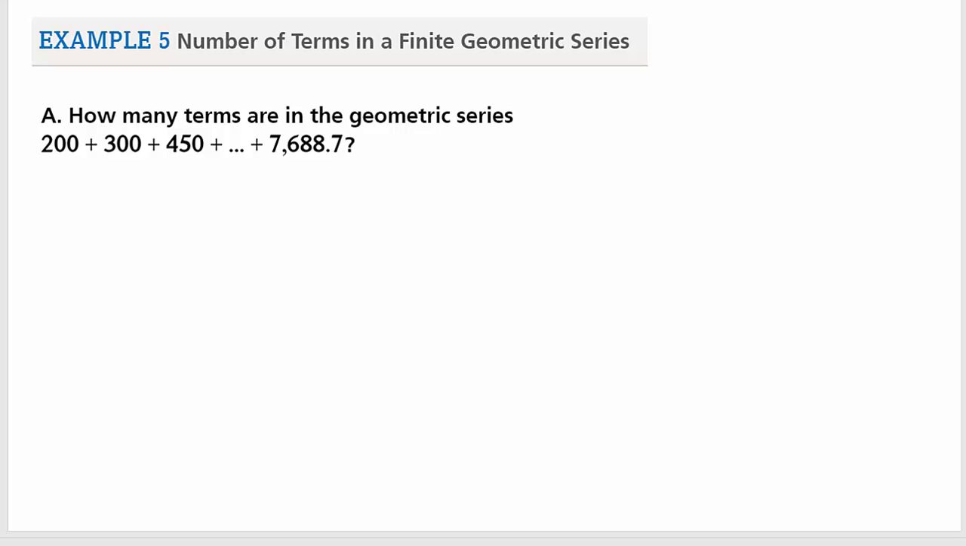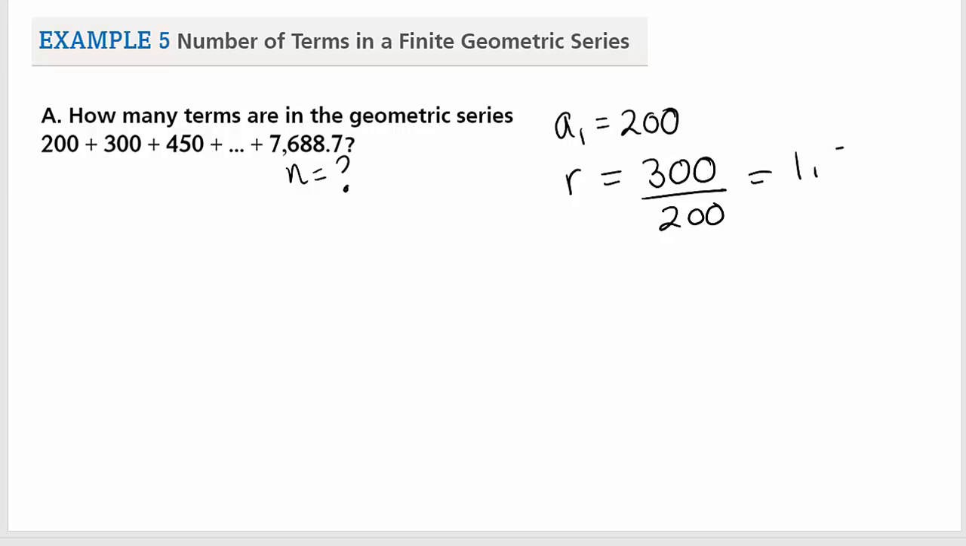Example 5 gives us a geometric series. Notice that in series we have addition signs between the terms rather than commas, which you would see for a sequence. Just something I'm pointing out. Now we're told the first couple of terms and then the very last term, but we don't know which n value is represented here. So we're going to use our formulas, our explicit formula, and solve for that. We know a sub 1 is equal to 200, and we can solve for r because we can take the second term and divide it by the first term. So we end up getting 1.5 for the value of r.